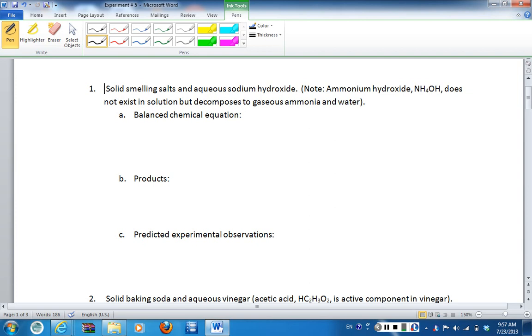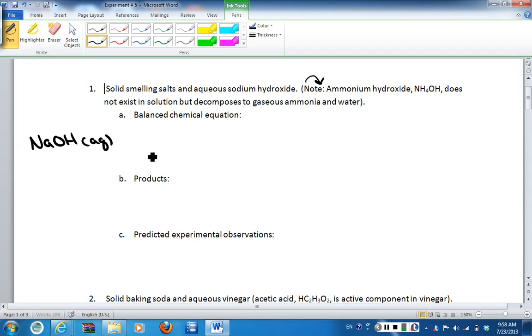So what this question has given us is the reactants. It hasn't given us any of the products essentially, but with this note, it actually does inadvertently tell us some of those, but we'll get to that in a minute. So we have solid smelling salts and aqueous sodium hydroxide reacting with each other. We know the formula for sodium hydroxide. We have NaOH, and it tells us that it has the aqueous phase.